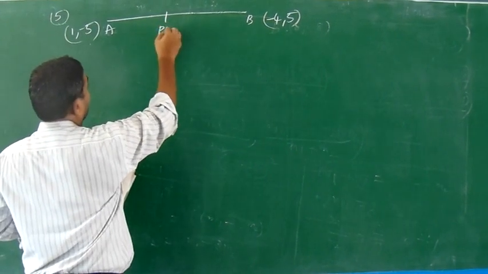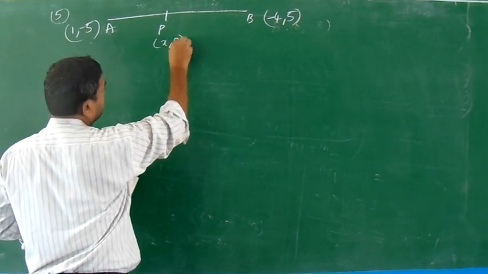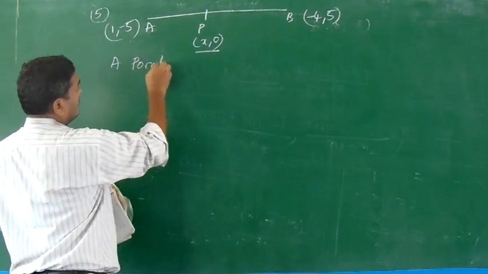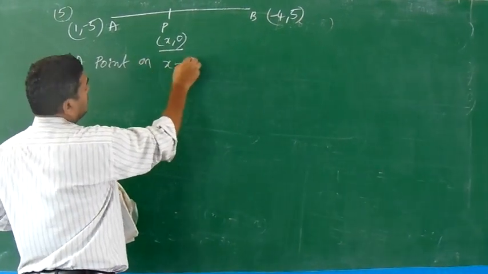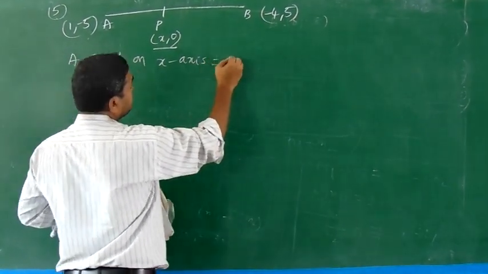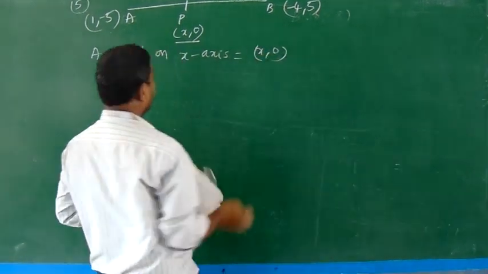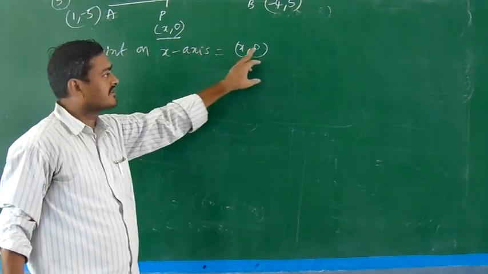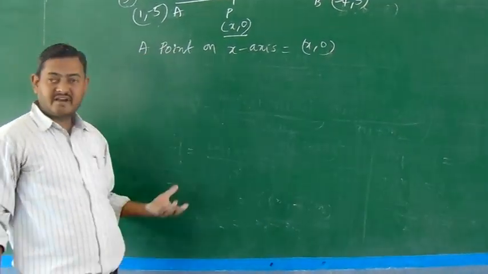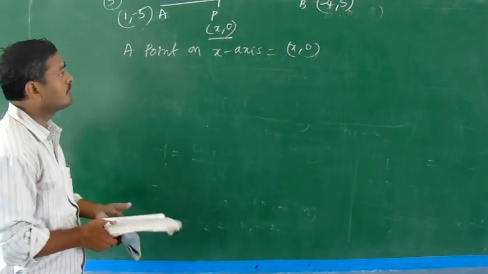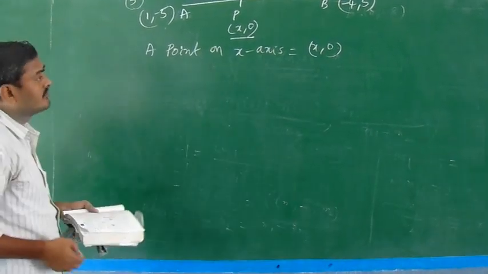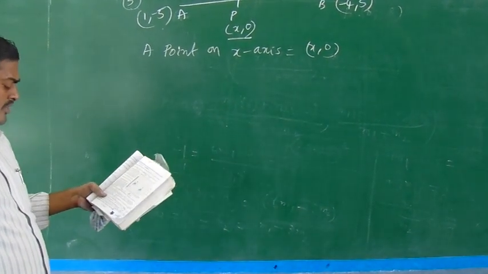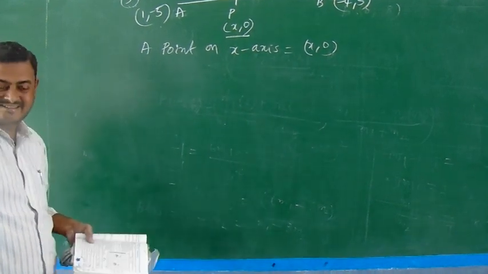So here P is x comma 0. How x comma 0? Here they have given the clue: a point on the x-axis is x comma 0. A point on the x-axis means the y value will be 0. Similarly, a point on the y-axis means 0 comma y. The question: find the ratio in which the line segment joining A and B is divided on the x-axis.